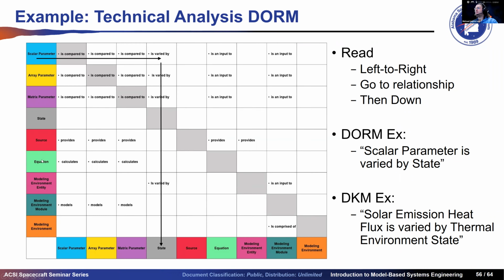An equation calculates a scalar parameter. A matrix parameter is an input to equation. A source provides a modeling environment entity. So we defined all of these categories. We know what they are.